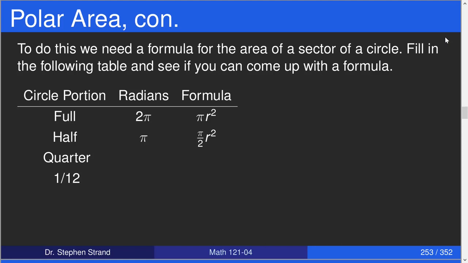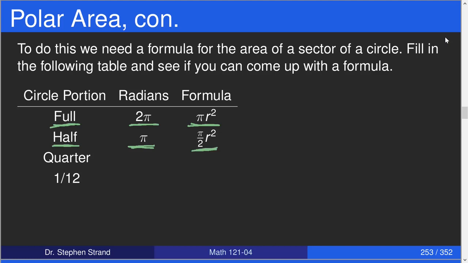Here you can see that a full circle has a radian measure of 2 pi, and hopefully you remember from geometry that the area of a circle is pi r squared. So hopefully it stands to reason that if we have only half of a circle, so the radian measure of that angle is pi, we've just halved the area.